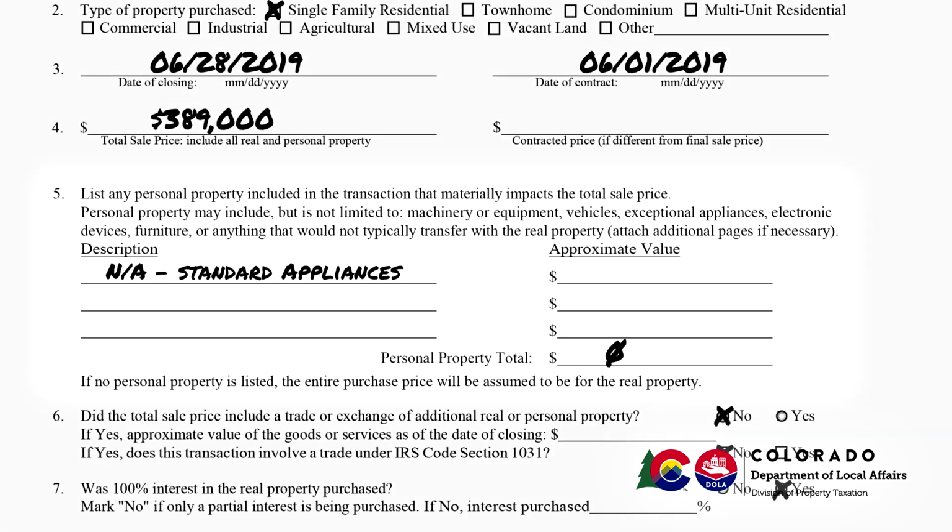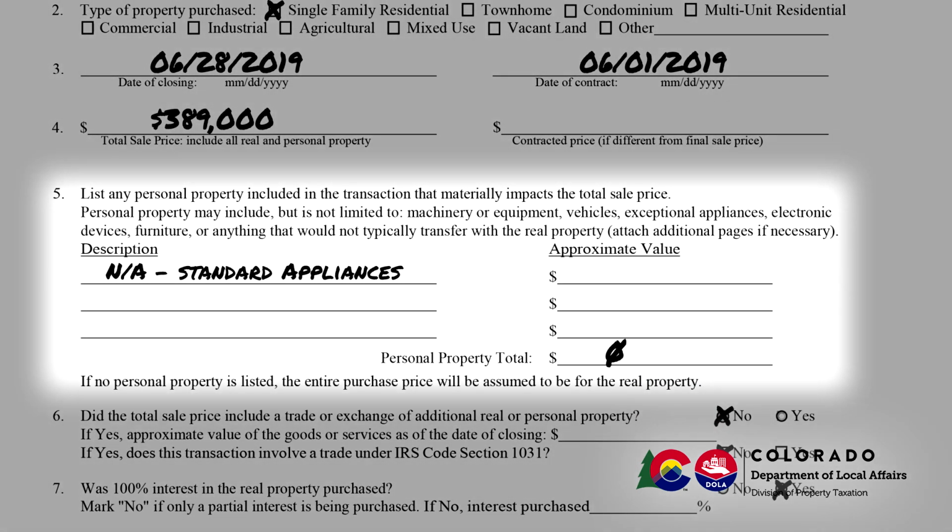Item number 5 asks if any personal property was included in the transaction. It is vital to identify the value of any personal property included in a transaction so that the appraiser can isolate the value of the real property only. It is the real property value that the assessor uses when setting adjustments, and ultimately value, in their CAMA system.